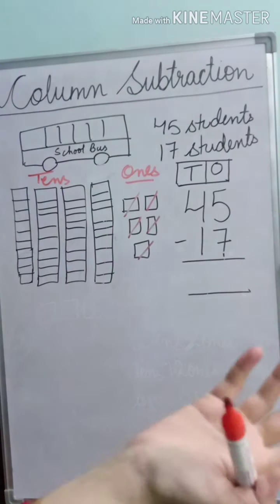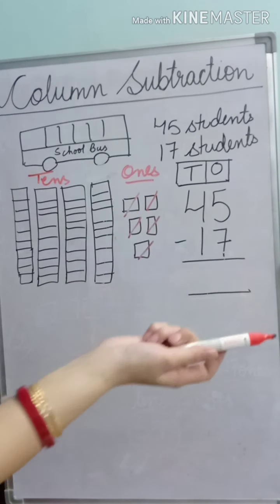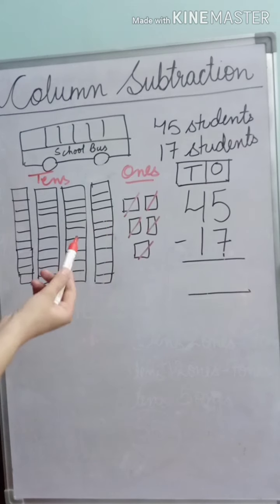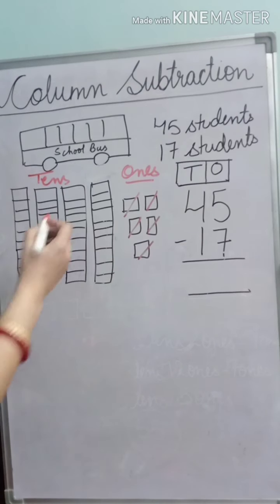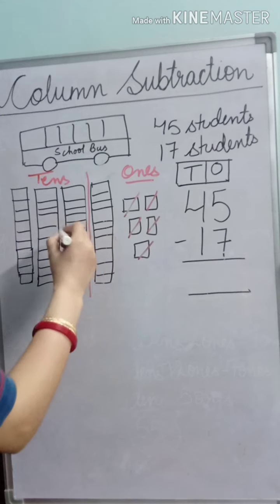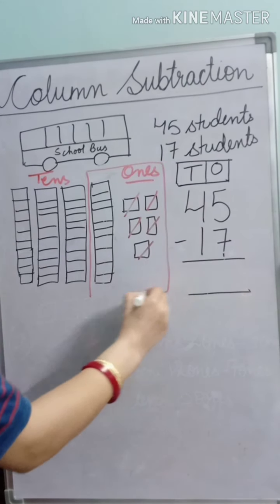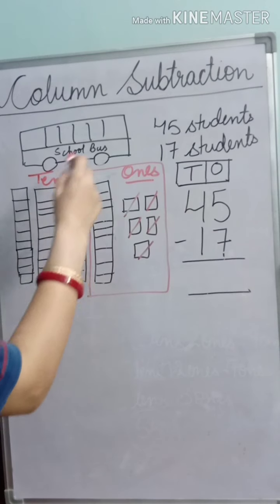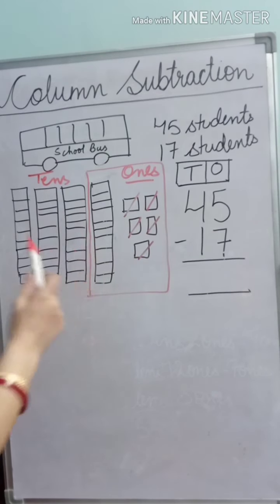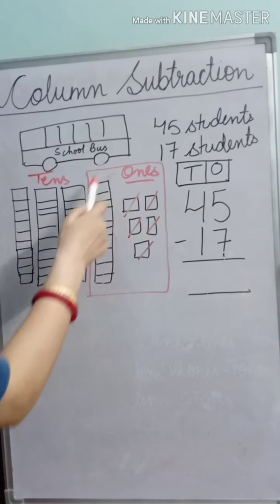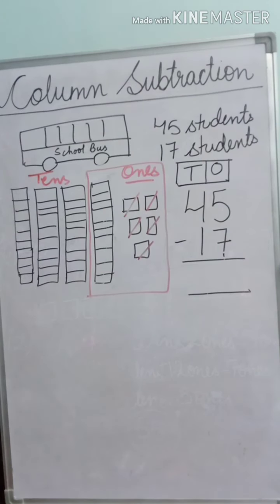Wait a minute. We can't take away 7 from 5 because we don't have 7 ones to take away. So to solve this problem, what do we have to do? We need to regroup. To regroup, we need to trade one of these tens blocks for 10 ones. Wow, we no longer have just 5 blocks. Now we have 15 blocks. So, now we can take away 7.